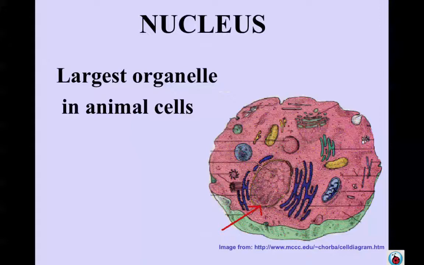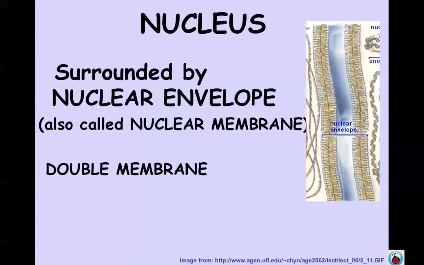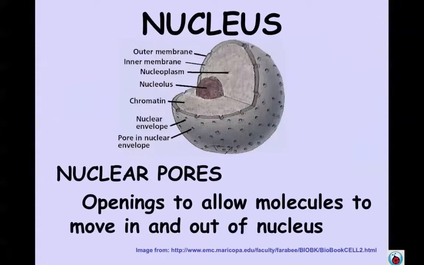In an animal cell, it's the largest organelle. It's going to be found in the center. Okay, so the nucleus is surrounded by a nuclear envelope. So similar to our cellular membrane, we're going to have a nuclear membrane where we have basically a phospholipid bilayer, so hydrophobic, hydrophilic layers. And it's a double membrane. So we call it the nuclear membrane.